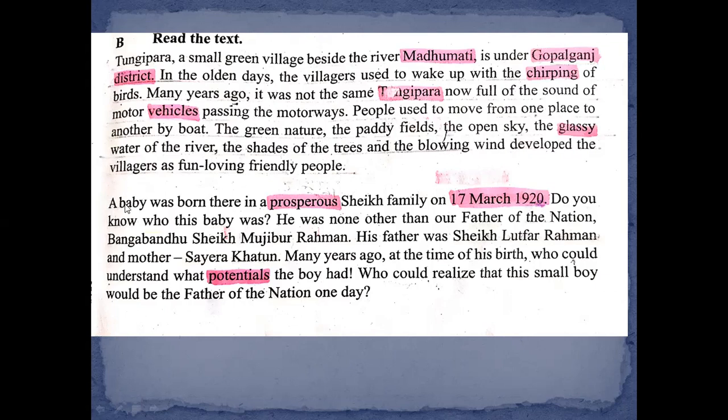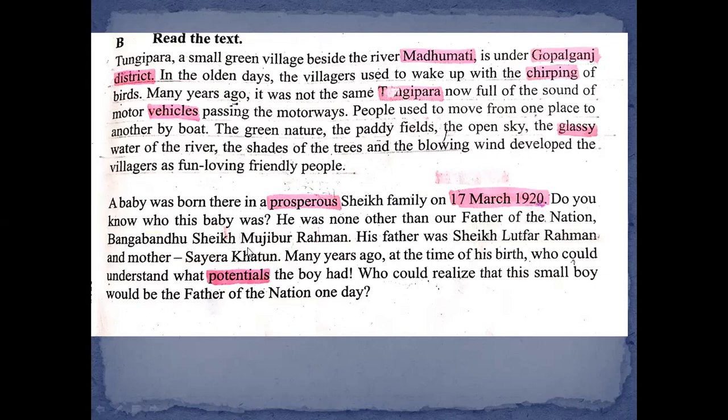Okay. A baby was born there in a prosperous Sheikh family on 17th March 1920. Prosperous means very successful, well-to-do family. Do you know who this baby was? He was none other than our father of the nation, Bangabandhu Sheikh Mujibur Rahman.